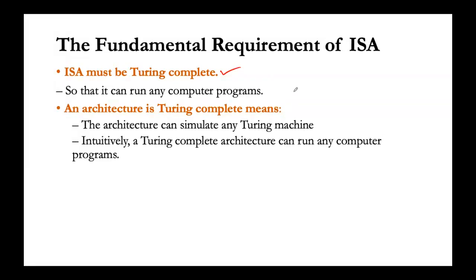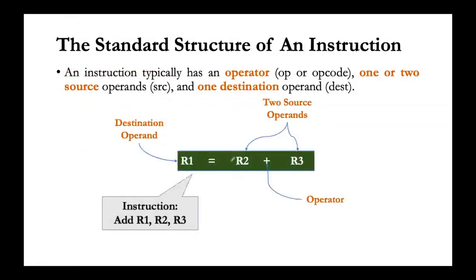We observed what a Turing machine is in the previous lecture. So what is this Turing complete? An architecture being Turing complete means the architecture can simulate any Turing machine, and intuitively a Turing complete architecture can run any computer program in a given time. That is the fundamental requirement of your ISA.